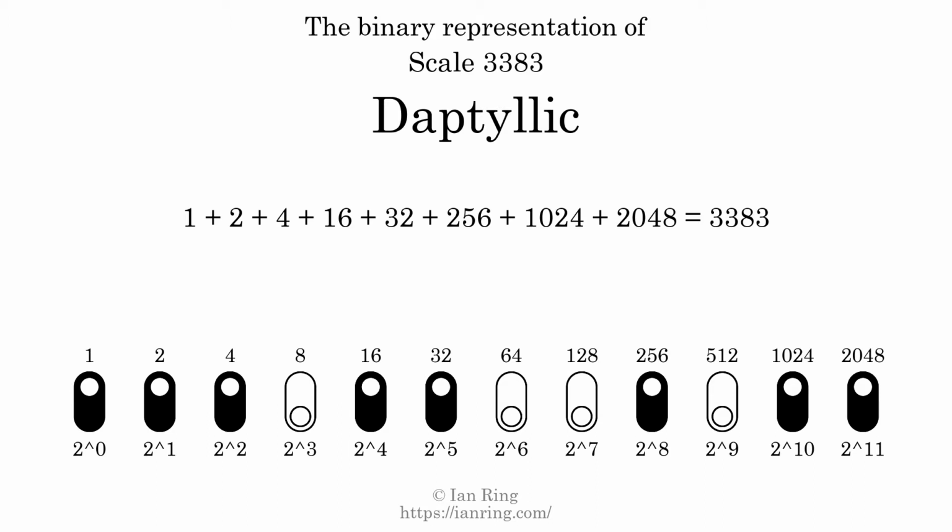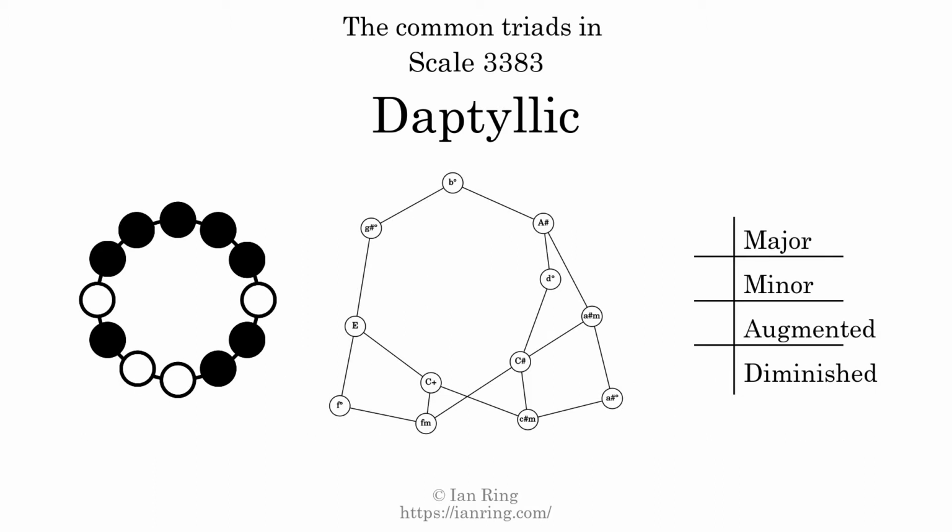3383. The scale number not only enumerates the scale with a unique index, but it also literally describes the tonal content of the scale. Represented as a binary number in base 2, the scale number is 1101001101111. Here are the common triads present in this scale.